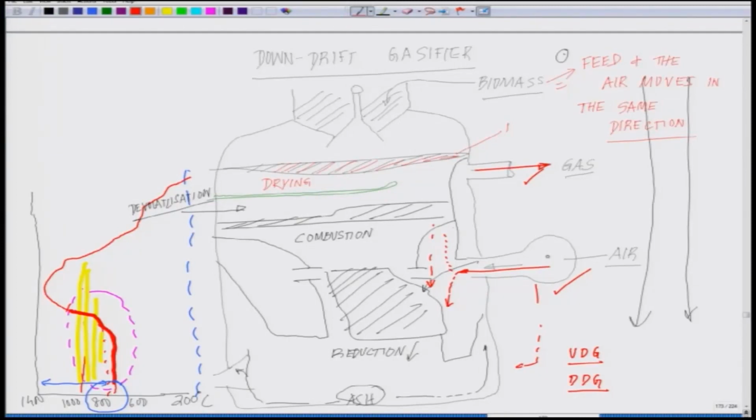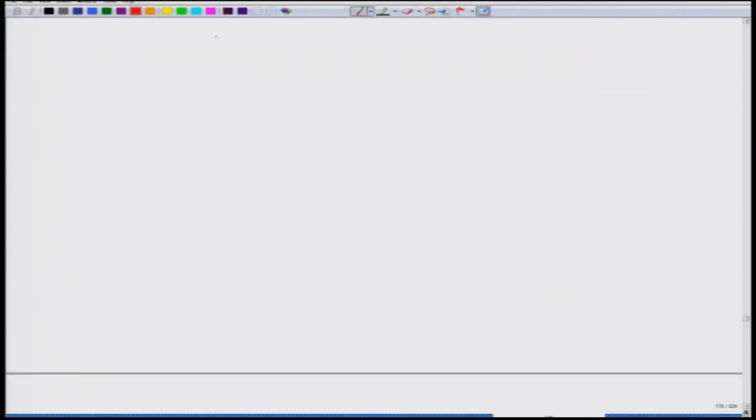Now, think of a situation. If we say both gas and air are getting out and coming in at the same level, it is kind of crisscrossing each other. So, let me just draw the gasifier, that will make more sense to you what we mean by cross flow gasifier. So, the schematic of the cross flow gasifier is something like this.